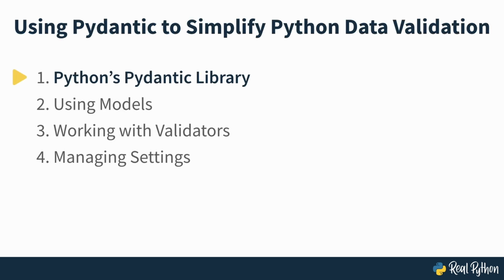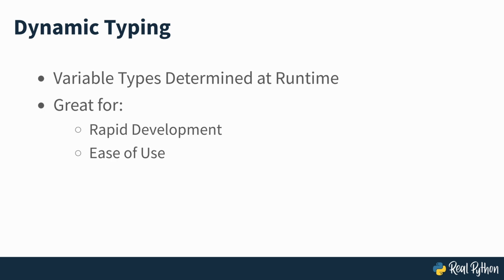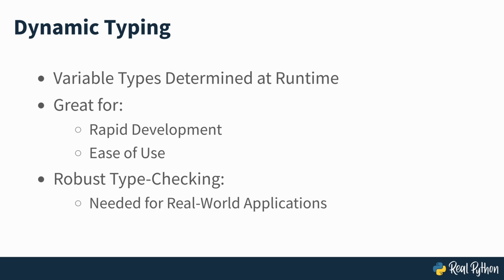Python's Pydantic Library. One of Python's main attractions is that it's a dynamically typed language. Dynamic typing means that variable types are determined at runtime, unlike statically typed languages where they are explicitly declared at compile time. While dynamic typing is great for rapid development and ease of use, you often need more robust type checking and data validation for real-world applications.